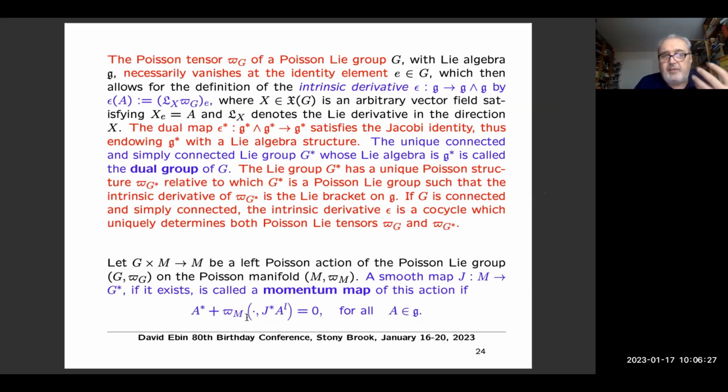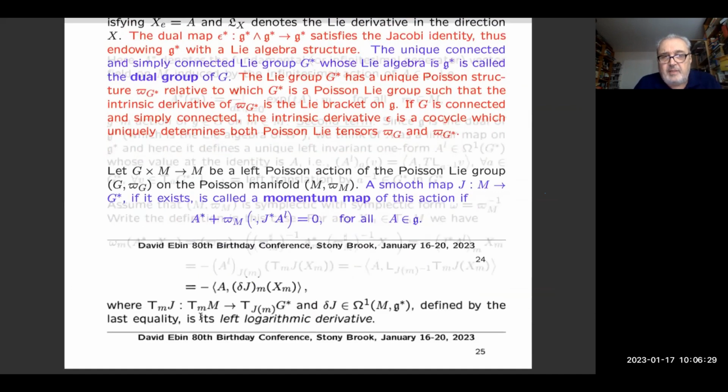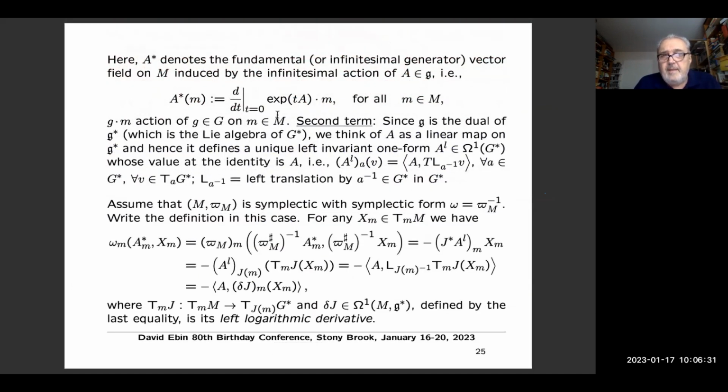Now I have to tell you what every symbol means. A star is the fundamental vector field, or the infinitesimal generator vector field. You take the exponential of tA, you let it act on M, you get a curve, take the derivative at 0, you get a tangent vector, do it at every point.